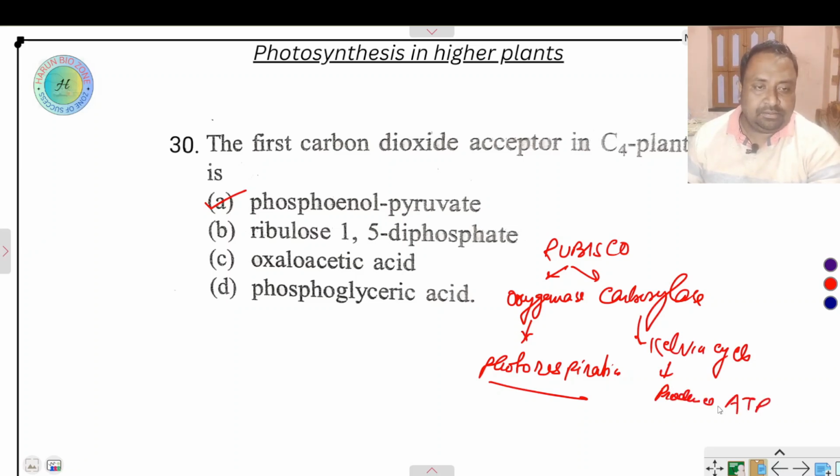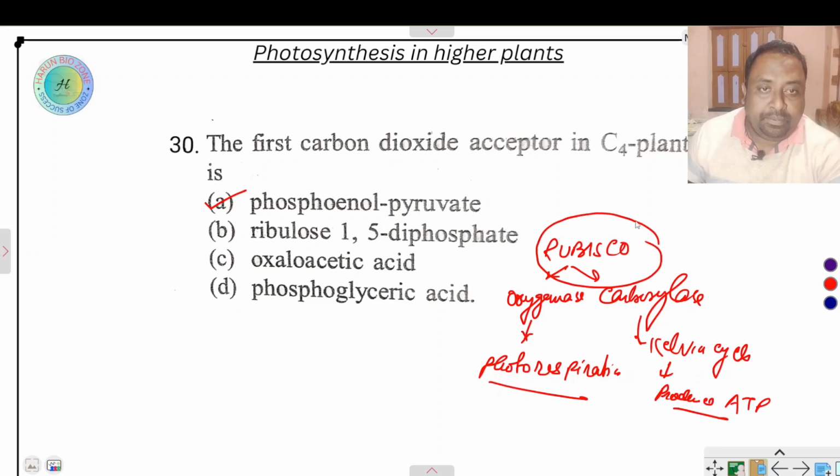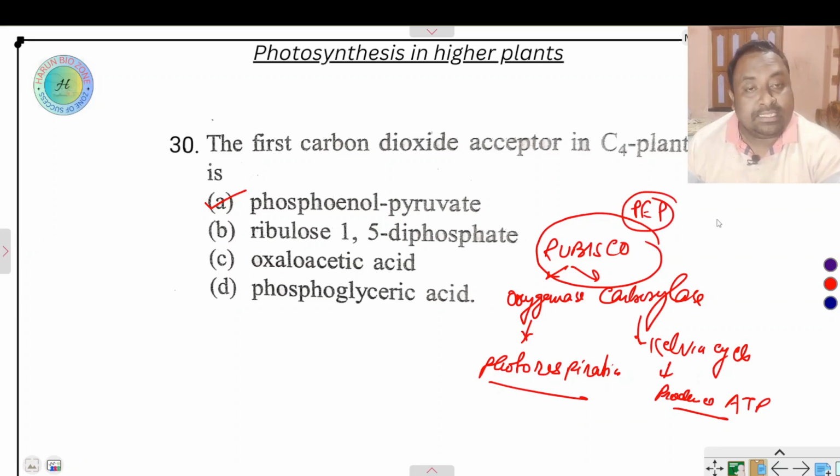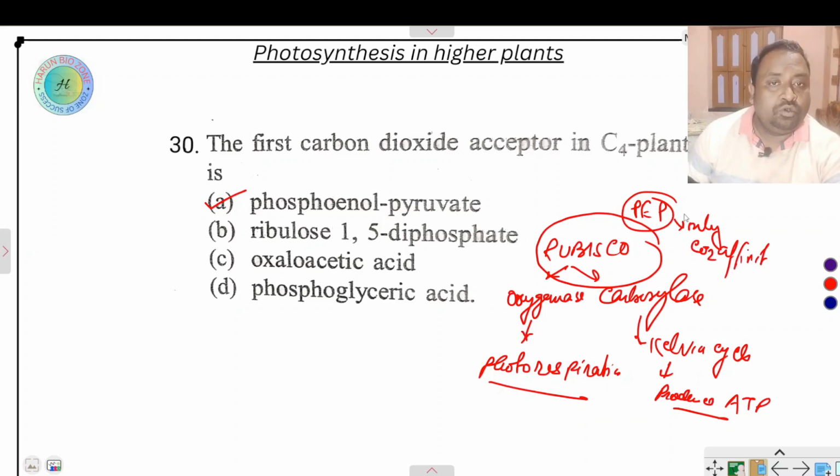So first, surrounding the Rubisco enzyme, the PEP carboxylase is present. This enzyme has only CO2 affinity, so it absorbs only CO2 and oxygen does not come around the Rubisco enzyme. This is called phosphoenolpyruvate. For this reason they are photosynthetically more effective. But in the case of photorespiration in C3 plants, their energy is lost.